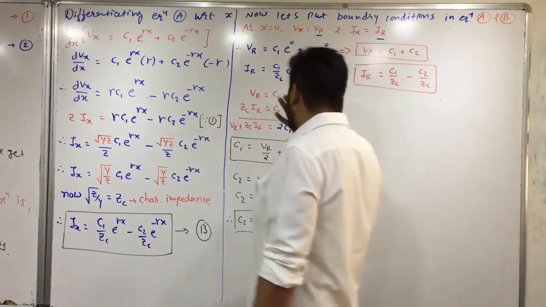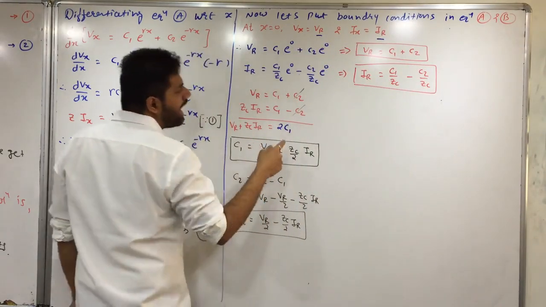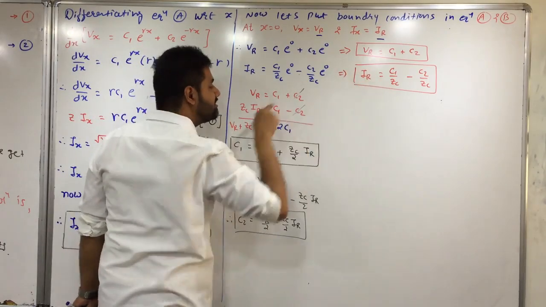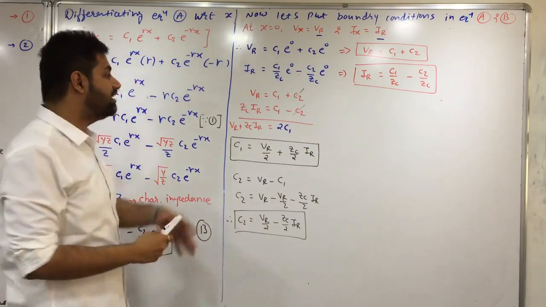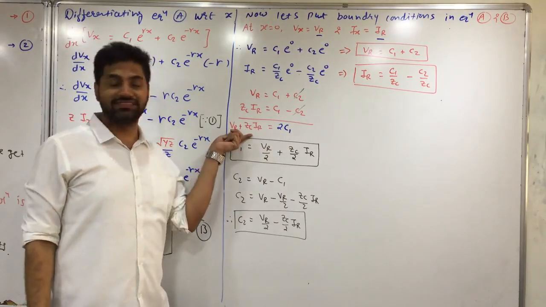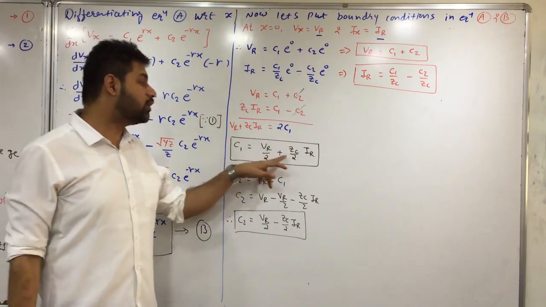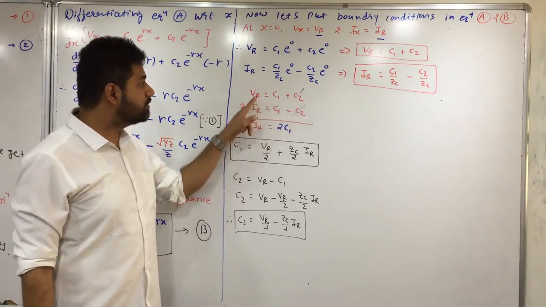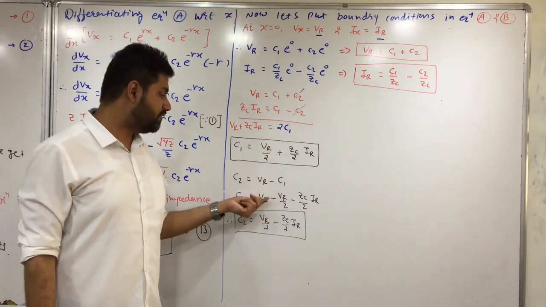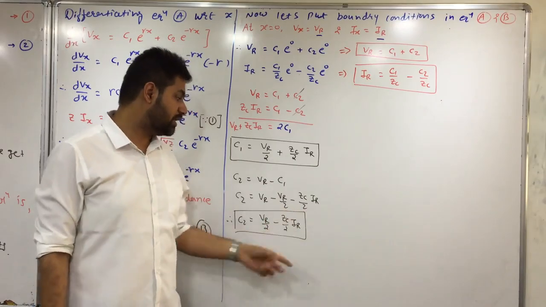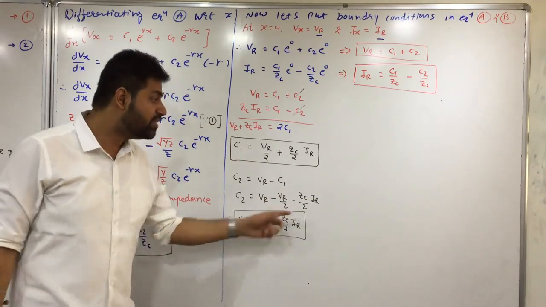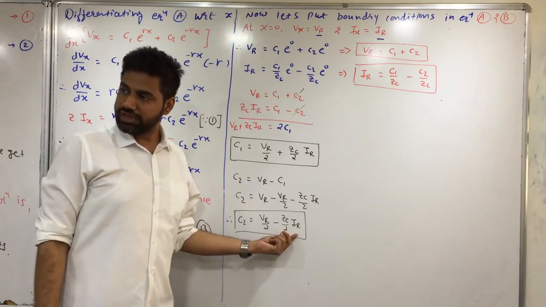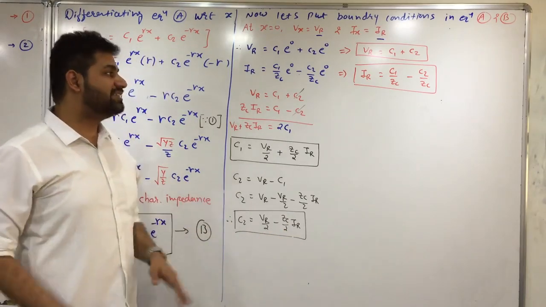Now let's use the elimination method. VR is equal to this, ZC into IR is equal to this. C2 will get eliminated, and I'll be having 2C1 which is equal to VR plus ZC into IR. So C1 is equal to VR by 2 plus ZC by 2 into IR. The value of C2 is equal to VR minus C1, so VR minus VR by 2 minus ZC by 2 IR, which is equal to VR by 2 minus ZC by 2 IR. Clear? Okay, so we've got C1 and C2 over here.